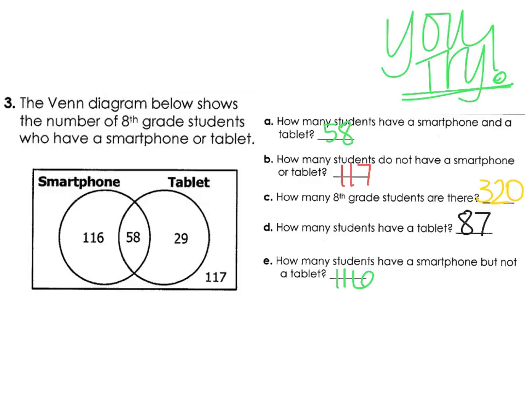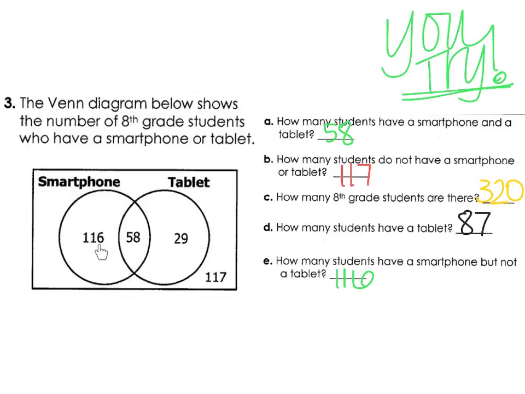How many students have a tablet? To find that answer, what we would need to do is look at our tablet circle, all right? And we see that 29 students just have a tablet, and 58 students have both a tablet and a smartphone. So if we add these two numbers together, that would give us the total number of people who have a tablet. And last but not least, how many students have a smartphone but not a tablet? That would just be 116, because that would be representing this part of our Venn diagram.